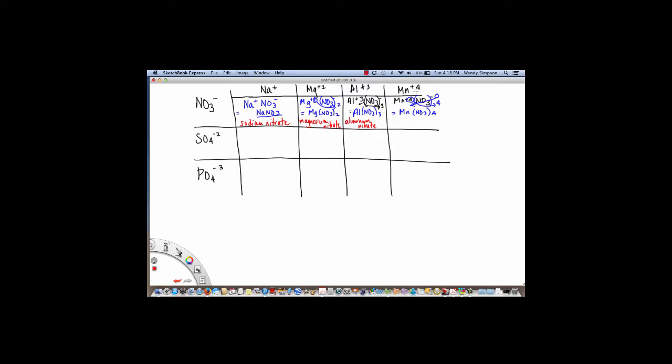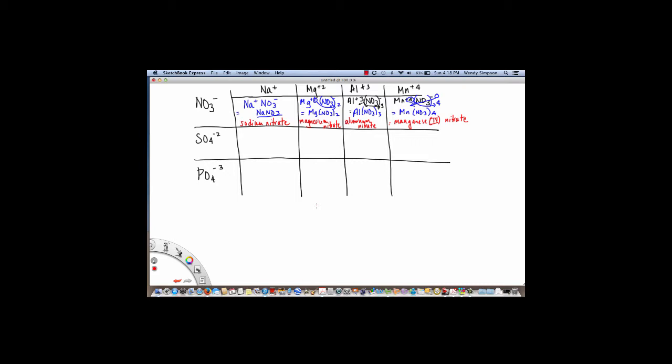Now when we name this, remember that manganese is a transition metal and it has multiple charges. It has the charges +2, +4, +7. When we name compounds that have transition metals in them, we need to use a Roman numeral after the name to indicate the charge on that transition metal. So this is manganese(IV) nitrate.